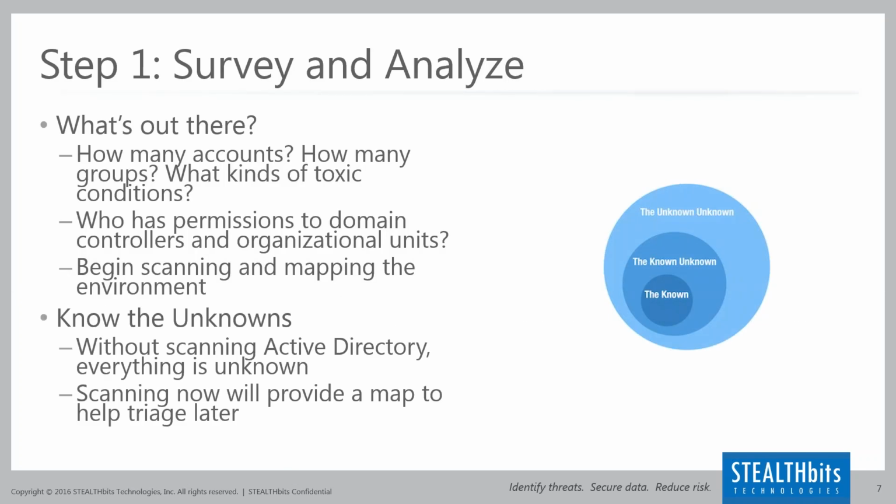So let's start by breaking down what you can do from an organizational perspective before we even get into the individual capabilities of our solution or any of the reports. I like to look at this as, how do I know what I'm going to fix unless I fully understand it? I should be getting an idea of what's out there. How many accounts do I have? How many groups? Are they privileged? What kinds of toxic conditions exist? Who has permissions to domain controllers and organizational units? I need to begin scanning and mapping the environment and understanding if I have a good security posture.